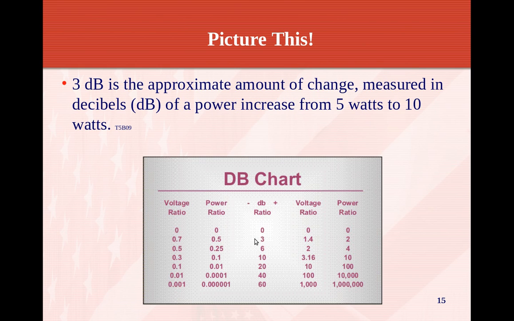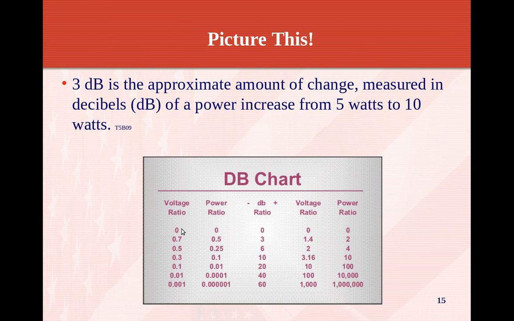If you go to minus 3 dB, it's cut in half. Minus 6 dB, it's a quarter. Minus 10 dB, it's a tenth. Minus 20 dB, it's 1/100th. Minus 40 dB is 1/10,000th. Negative 60 dB, 1/1,000,000th. So there's your power ratio for the negative side. There's your power ratio for the positive side.